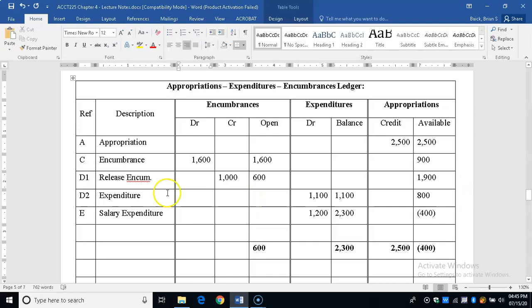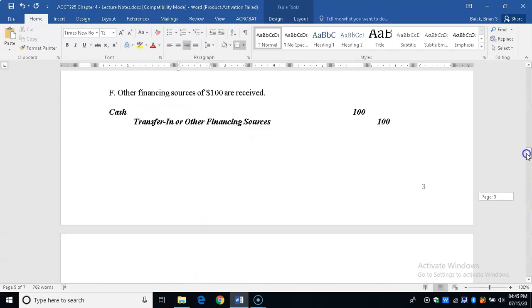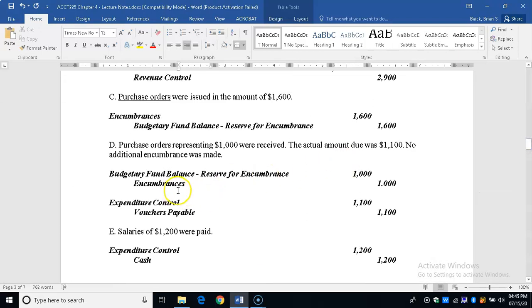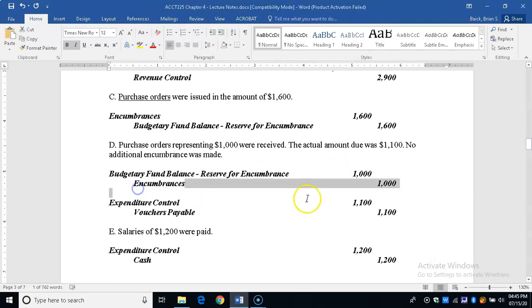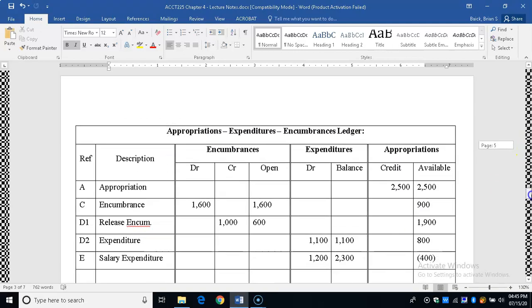In part D, we have two things going on. Let's take a look at part D. Okay, so we release some money. So we have encumbrance, credit for 1,000. So we release $1,000. And we have expenditure for $1,100. So those are the two things that happened. You release encumbrance, you have expenditure. We can put that in a chart.